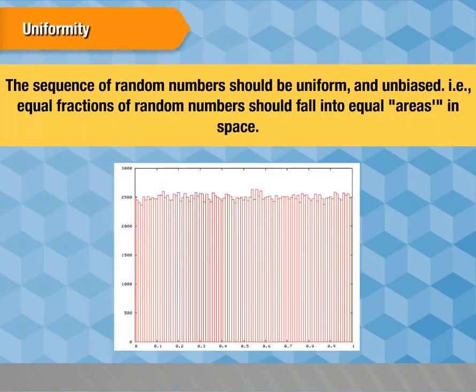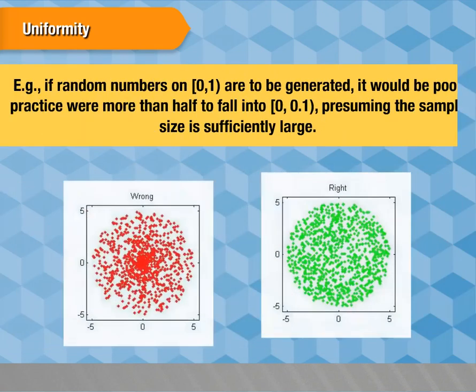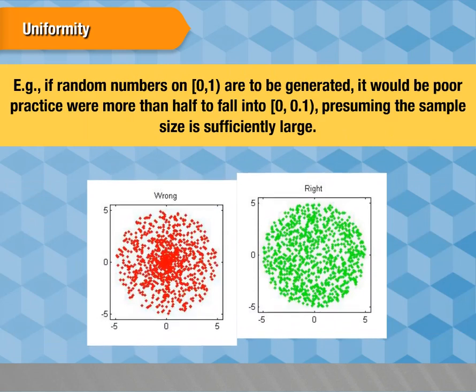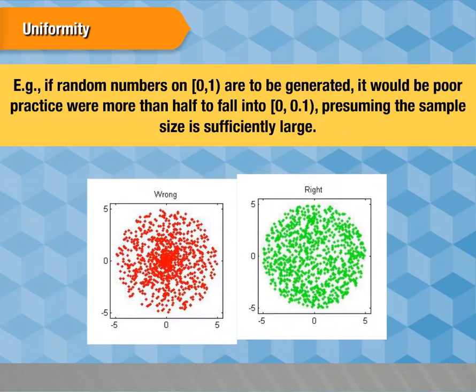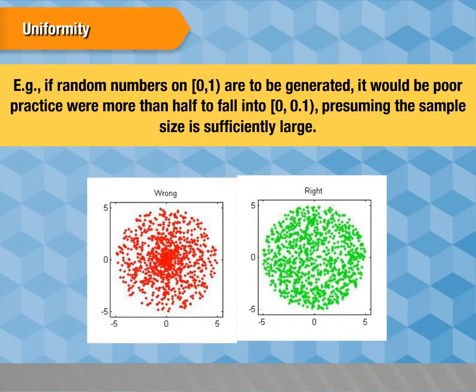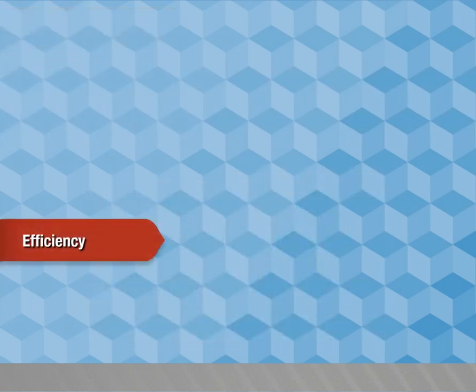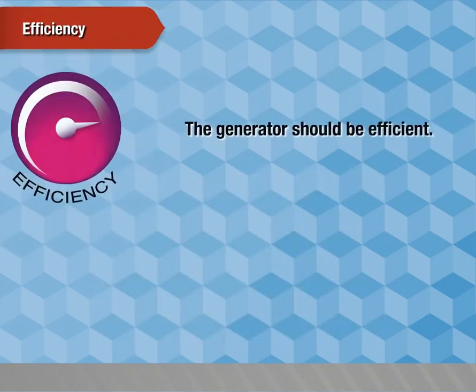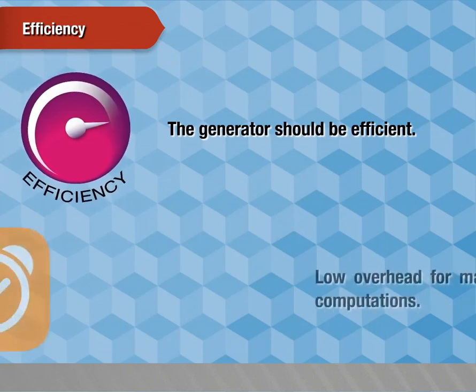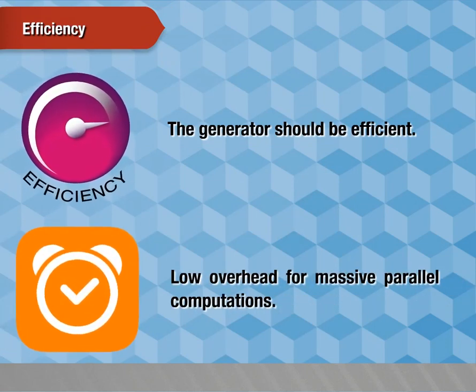Uniformity. The sequence of random numbers should be uniform and unbiased, that is, equal fractions of random numbers should fall into equal areas in space. Example, if random numbers on [0, 1] are to be generated, it would be poor practice for more than half to fall into [0, 0.1], presuming the sample size is sufficiently large. Efficiency. The generator should be efficient. Low overhead for massive parallel computations.